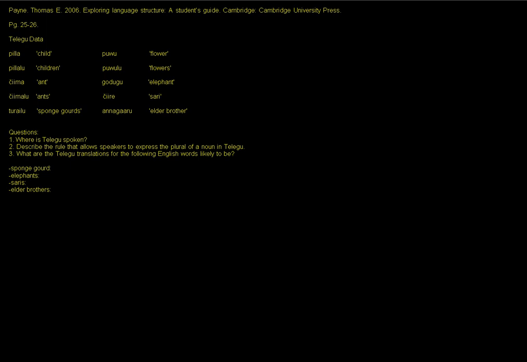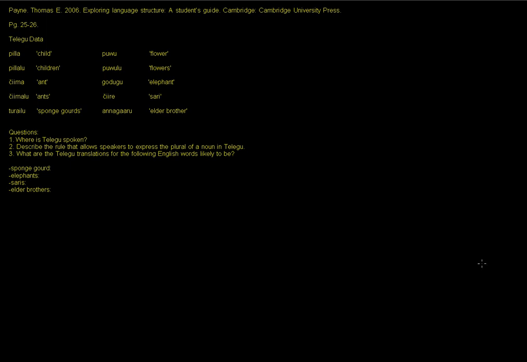This data comes from the language Telugu, and this data was originally found in Thomas Paine's 2006 book Exploring Language Structure, a Student's Guide. I just want to talk a little bit about this data before we actually do the morphological analysis. So there's some elements here that you'll need to be aware of.